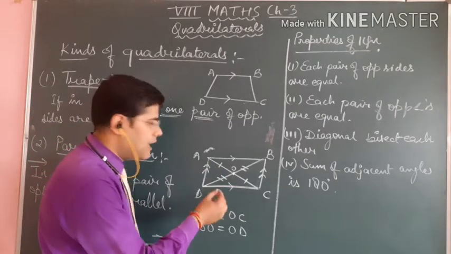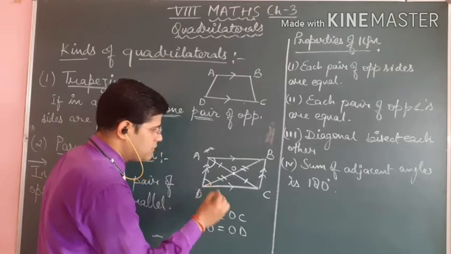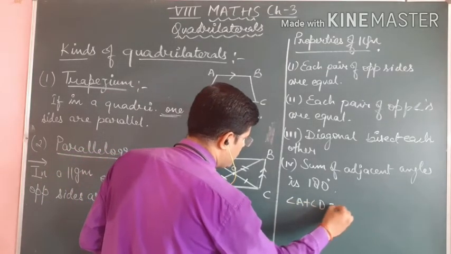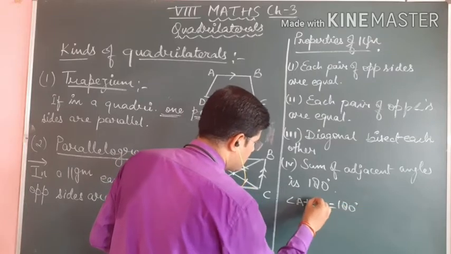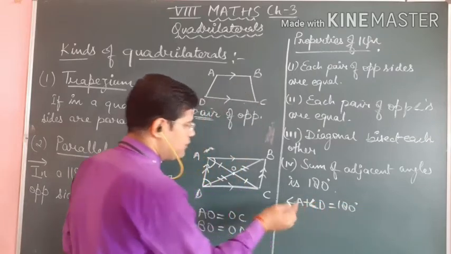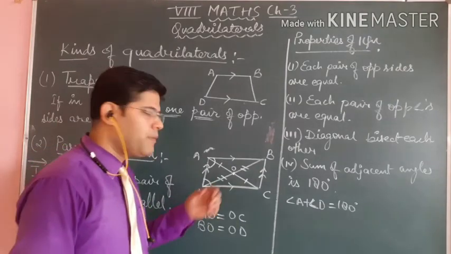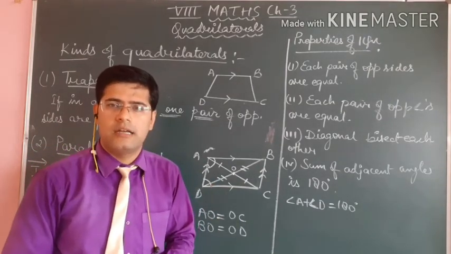So we can say that angle A and angle D is 180. Angle A plus angle D is equal to 180. And this one is the first pair of opposite angles. And it has adjacent angles. Here it has four pairs of adjacent angles.